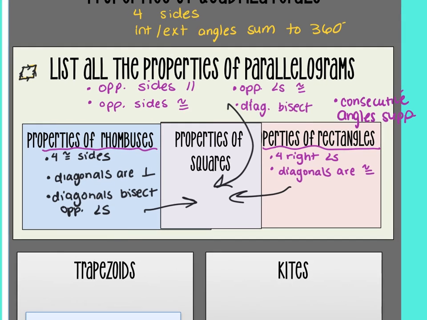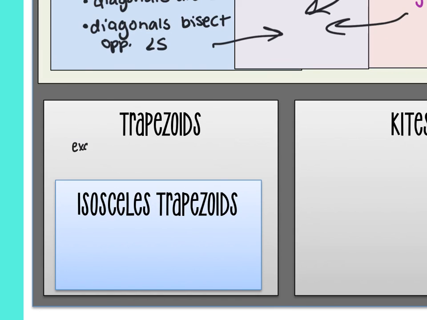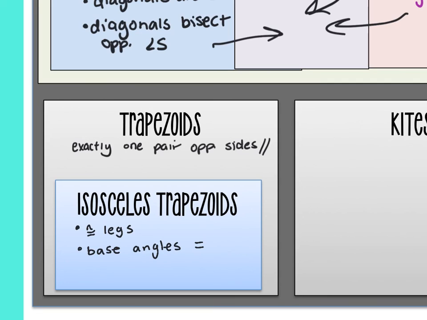Now go to trapezoid. Exactly 1 pair of opposite sides parallel, which means no more, no less. And then isosceles has congruent legs, base angles that are congruent, and diagonals that are congruent.